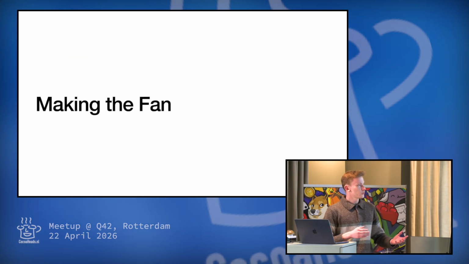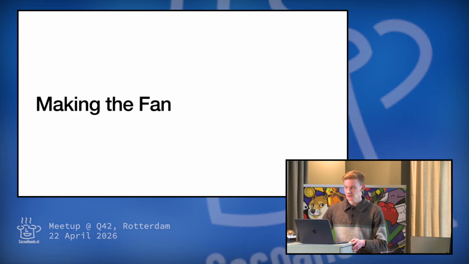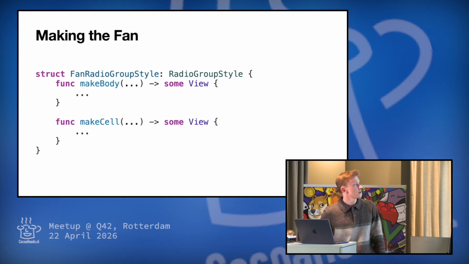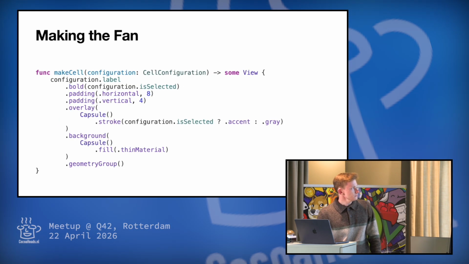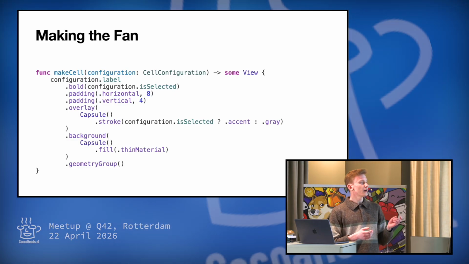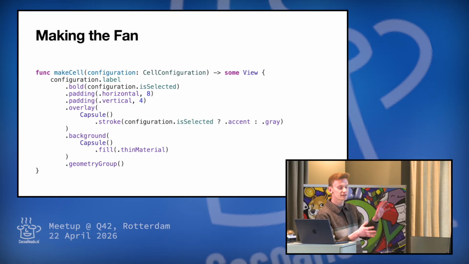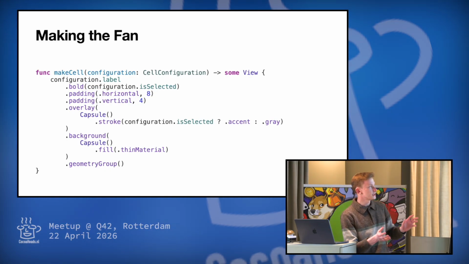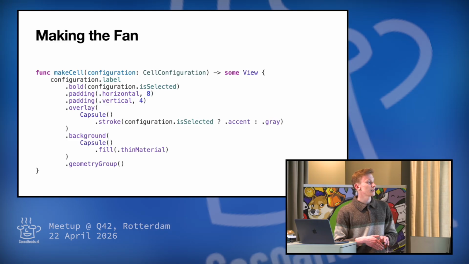Now, let's look at how I would make the fan, quite briefly. Start by making a new radio group style. Let's start with looking at the cell. I've defined the cell like this, and you notice how clean this actually is. At a glance, you can see how the style looks like, and there's no logic in here. It's all abstracted away. The only thing you need to worry about is whether or not the cell is selected or not.